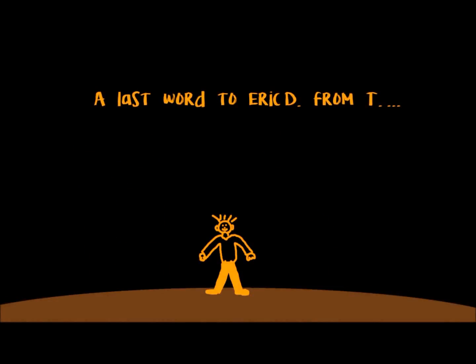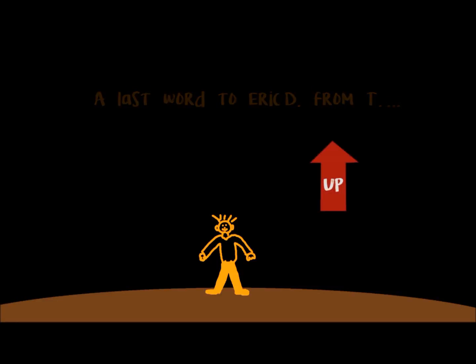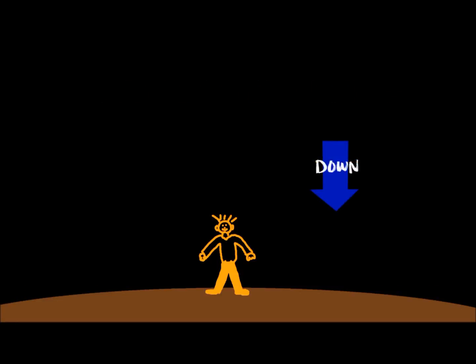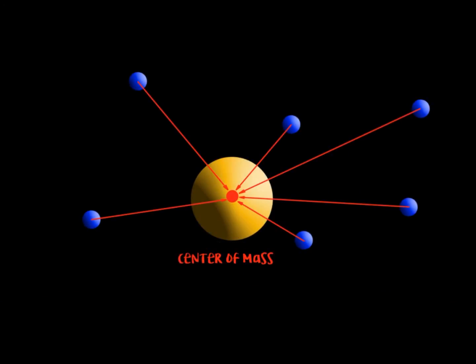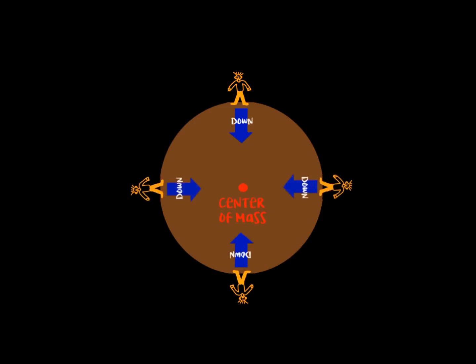Perhaps one last word to Eric D. from T. When we use words like up and down, we usually mean away from Earth or towards Earth. Remember, masses have a center, and so has Earth. Other masses get attracted towards it, no matter from which direction. So up and down only have a local meaning. There is no underside to our planet.